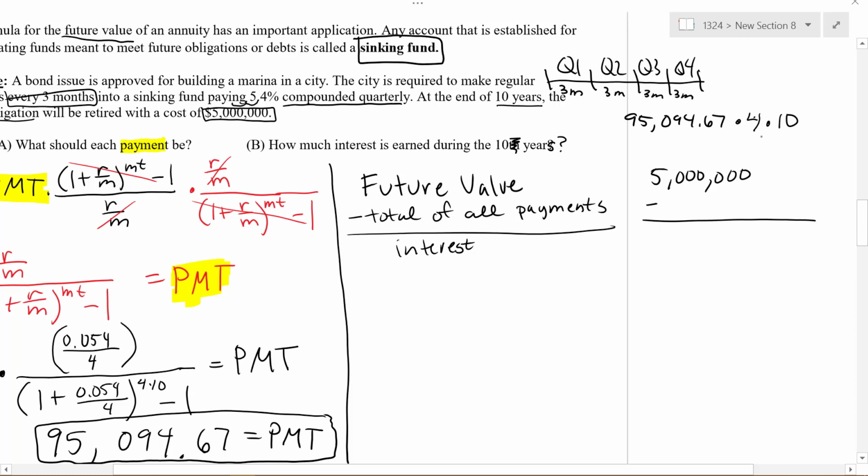When I multiply all of that together in my calculator, I get over 3 million. Okay, and then when I do that subtraction, future value minus the total of all of the payments, then the interest that I get is a little over $1 million.